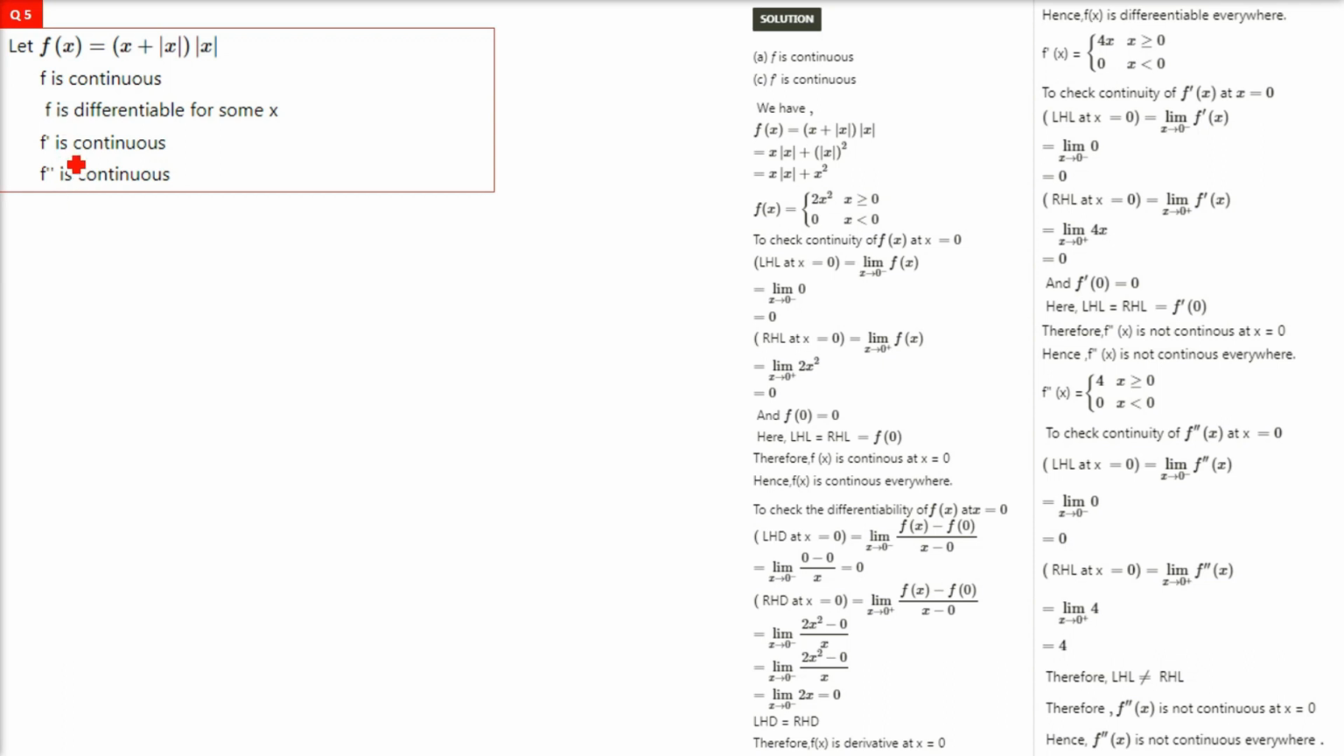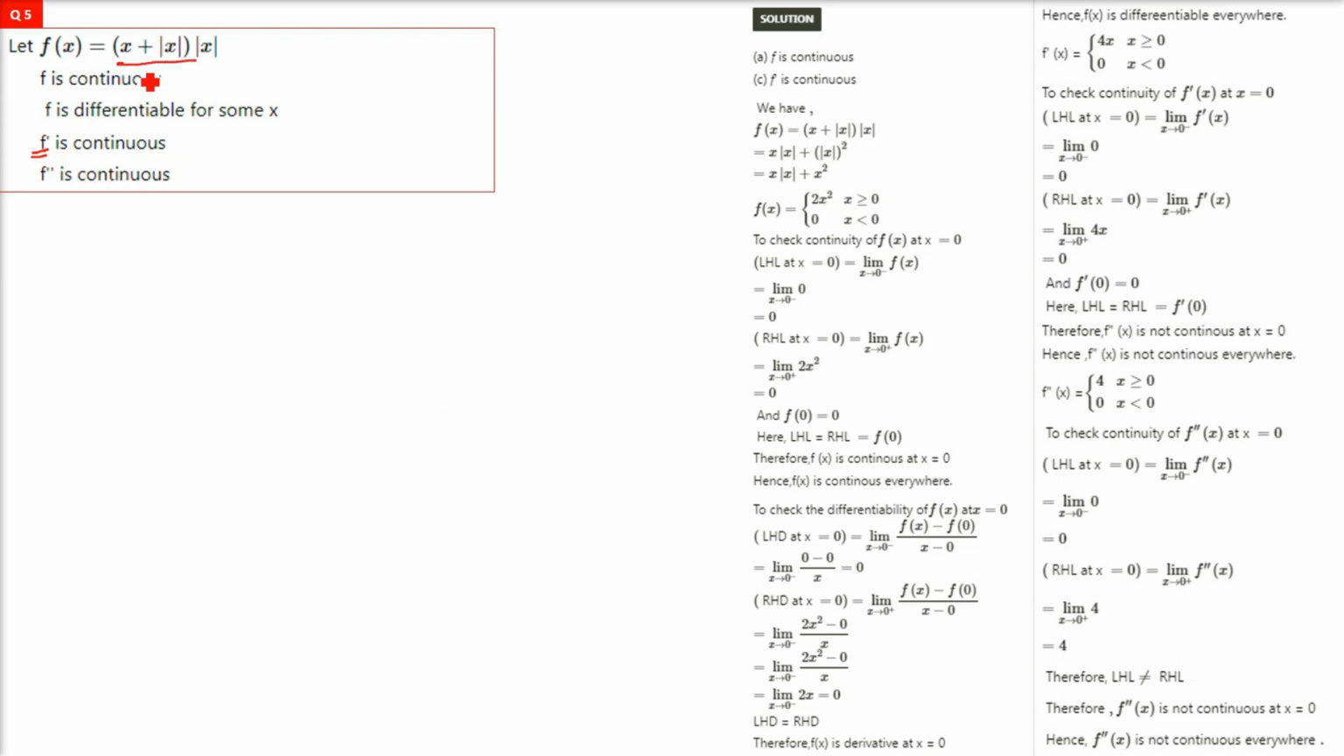But since the question is asking about f dash and f double dash, we have to differentiate. So I'll give you an idea. F dash we have to find out, f double dash as well. So you can see f is continuous, f dash is continuous, f double dash is continuous. Three options are there. One more option is there: f is differentiable for some x. Right? So let us see the continuity.